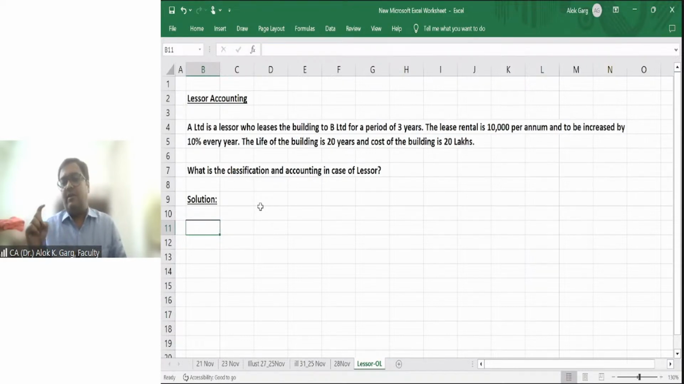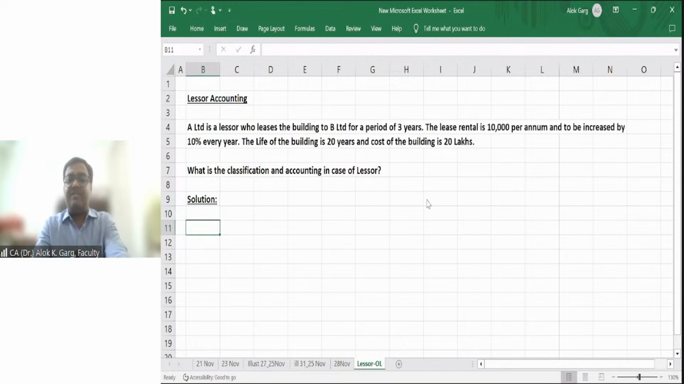Whether the present value of the lease rental is substantially equal to the fair value of the property. For example, I am assuming the cost and fair value is 20 lakh, and in the 3 years, this lessee will pay 30,000 rupees only. So the present value of 30,000 is not substantially equal to 20 lakh rupees. Whether the asset is of a specialized nature, it is not given in the question, right? Whether purchase option is given to the lessee, it is not given in the question.